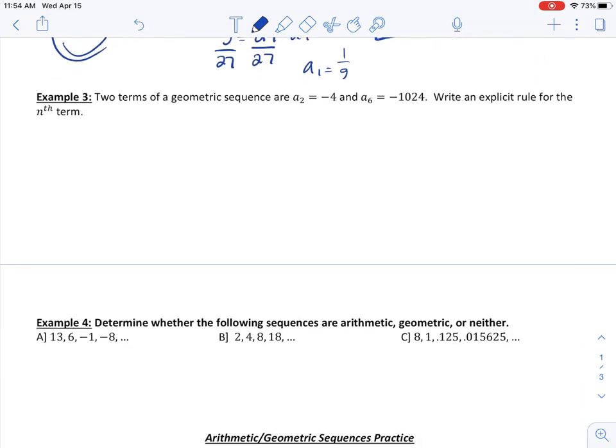Two terms of a geometric sequence are a sub 2 is -4, a sub 6 is -1024. Write an explicit rule for the nth term. So they did not give me the first term, they did not give me the ratio, but they gave me the second term is -4 and the sixth term is -1024. Now, if this was arithmetic, I can say, oh, it's a line. I can say when I plug in 2, I get -4. When I plug in 6, I get -1024. The thing is that this is not a line.